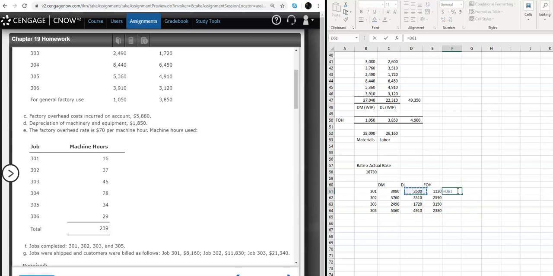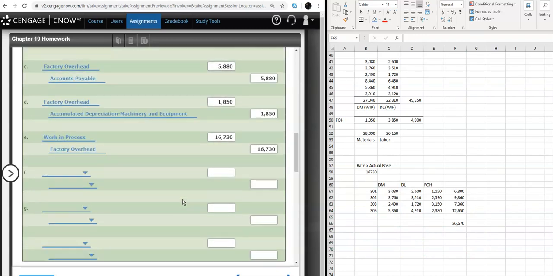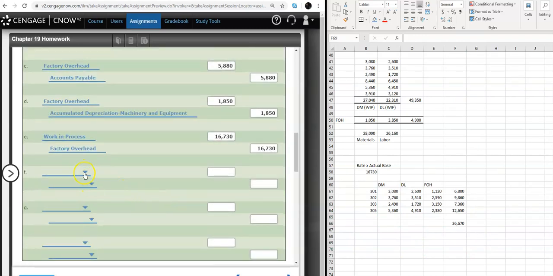All right, then if I add direct materials plus direct labor plus factory overhead, I can find out the total amount that needs to be moved from work in process to finished goods. And I believe that my number is 36,670. So that's going to go into finished goods, out of work in process for 36,670.